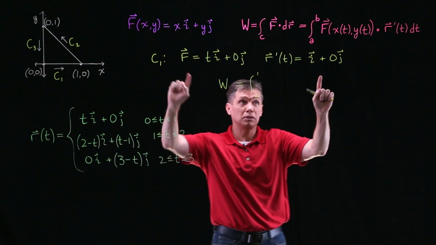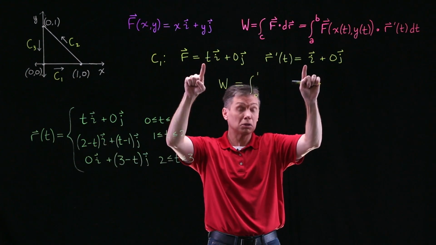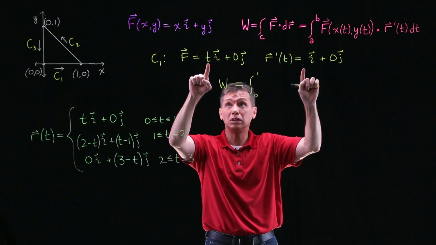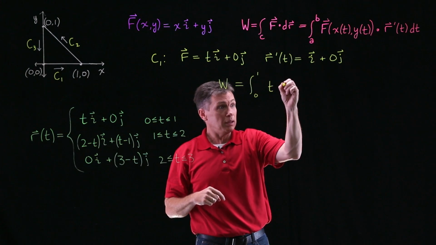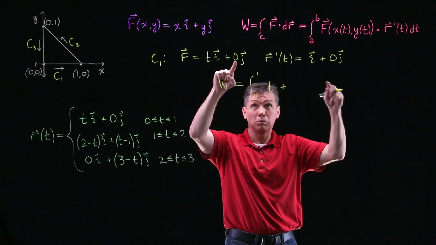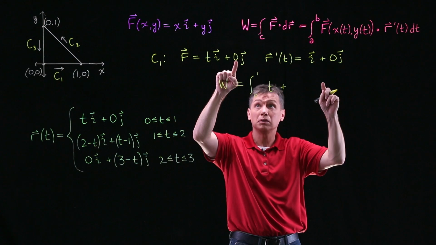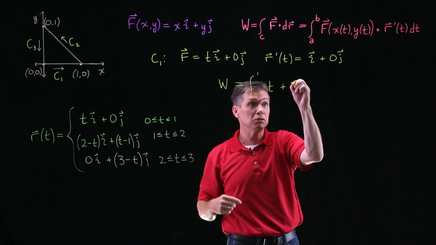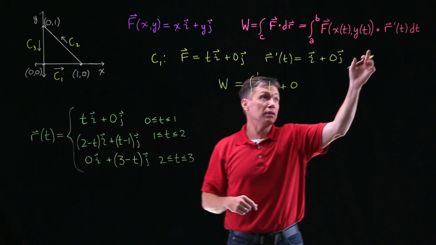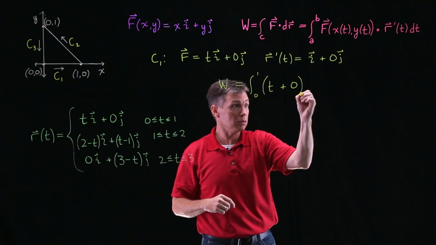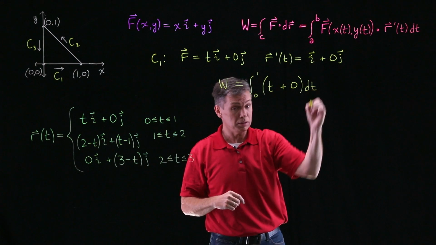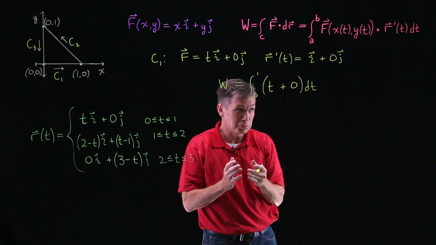Remember, your dot product is to multiply corresponding components, so t times 1 is t, and then add the other pairing of components, 0 times 0, and that's just 0, right? And that's the entire dot product. So I'm done, and I'm ready for dt, okay? First branch wasn't too bad.